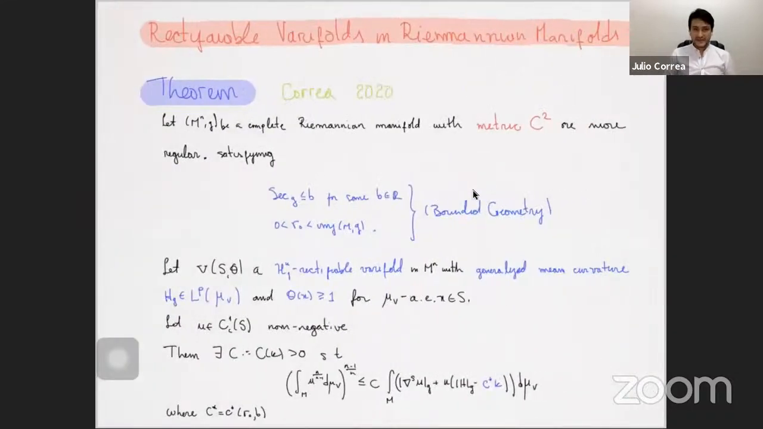So what we prove is this result for rectifiable varifolds in Riemannian manifolds. What does it mean? It means that I will consider some geometrical objects embedded in an arbitrary Riemannian manifold with certain conditions. Namely, I give you a Riemannian manifold with a metric C^2 or more regular, this will be important, and satisfying some geometric condition, again I call it bounded geometry, which is that the sectional curvature is always bounded from above and a positive radius of injectivity. And if I give you a k-rectifiable varifold defined in this manifold M with generalized mean curvature again in L^p and a density condition, I will explain this later.